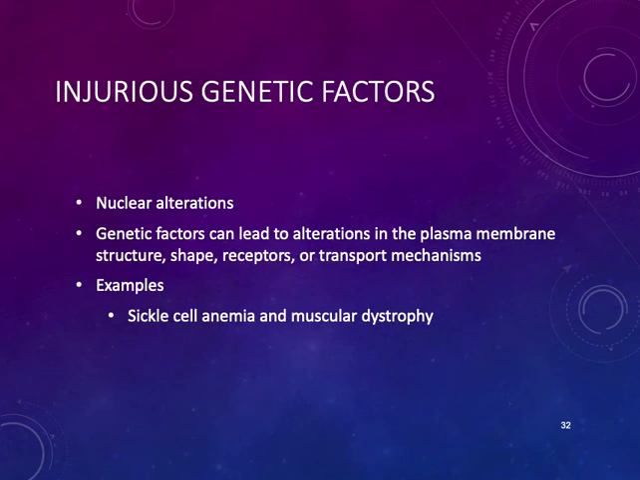Genetic factors. There's certain genetic diseases that can predispose the patient to this. One example would be sickle cell anemia or muscular dystrophy. But basically, these genetic factors can lead to alterations on the plasma membrane, the shape, the receptors on the plasma membranes, or transport mechanisms. So there can be alterations in their DNA or certain types of cells with that too.